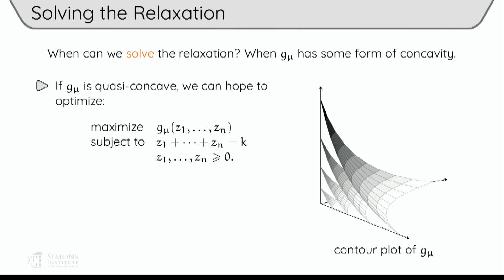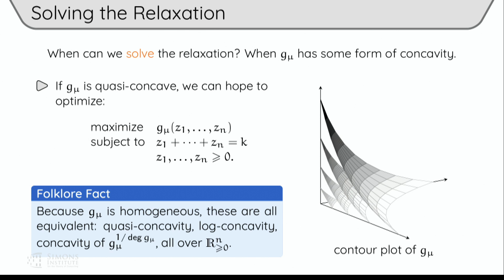So quasi-concavity is just this fact that when you take the contour plot of your polynomial, so these are the level sets of your polynomial, g equals 1, g equals 2, g equals 3, and so on, the above sets of these sets are just convex shapes. Okay? But it's a folklore fact that quasi-concavity for homogeneous things is the same as log-concavity, is the same as all sorts of other concavity. So we can hope to do this optimization exactly when our polynomial is log-concave. So when we are dealing with a log-concave polynomial, we can solve this relaxation, and it will give us a good approximation, and that's maybe the end of the story.